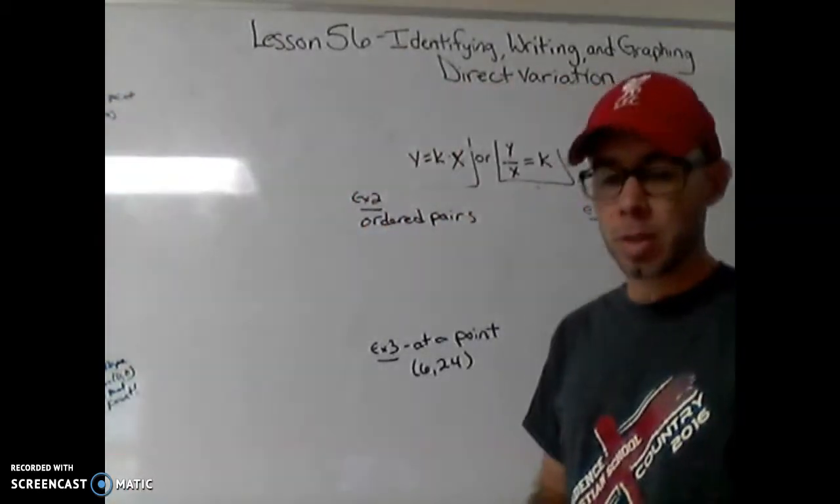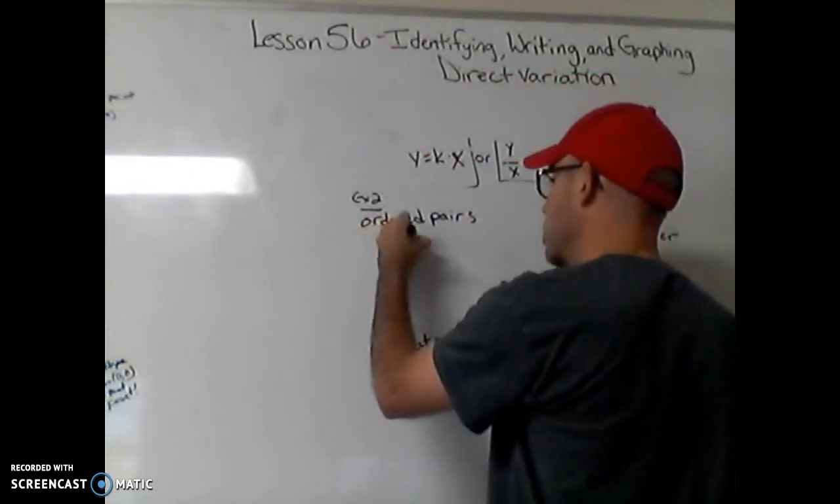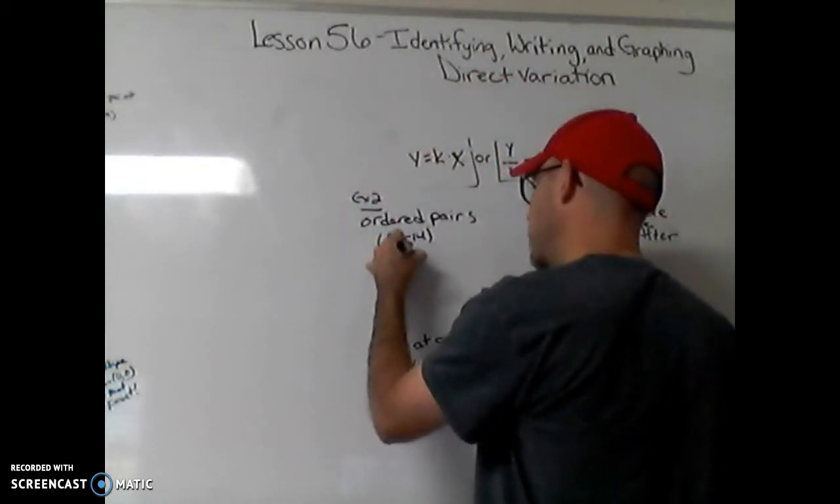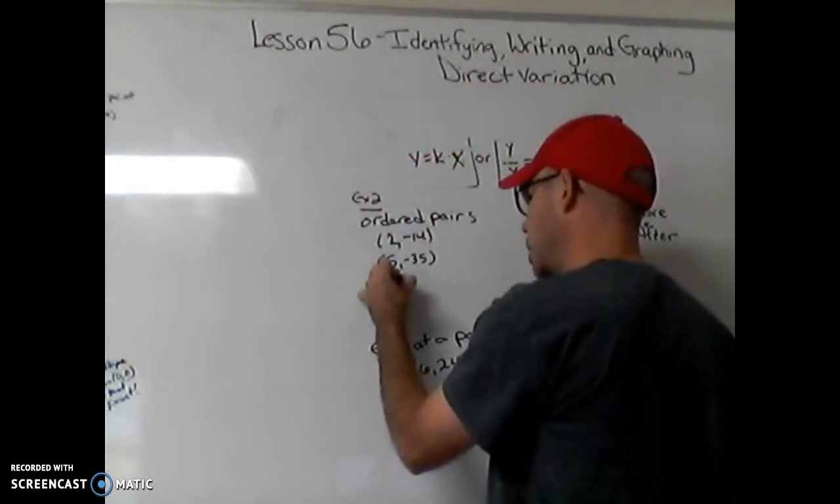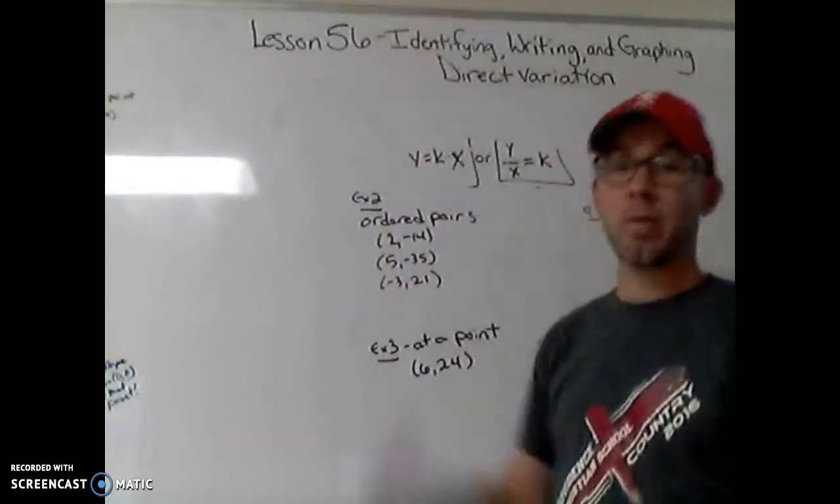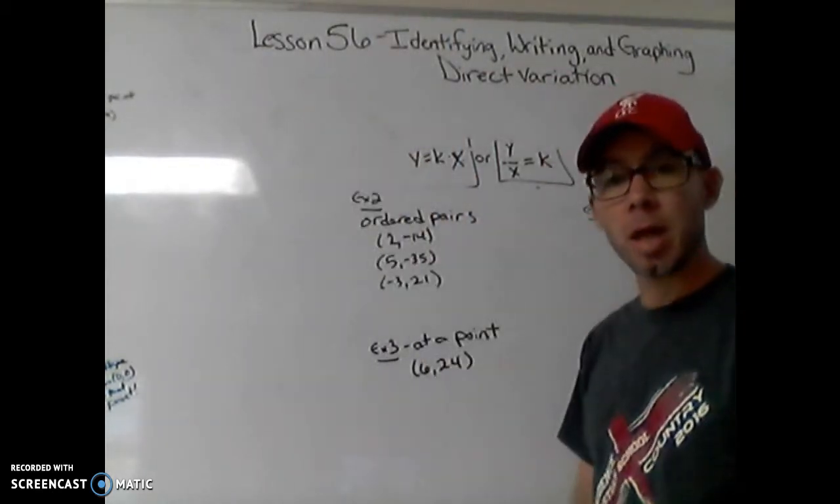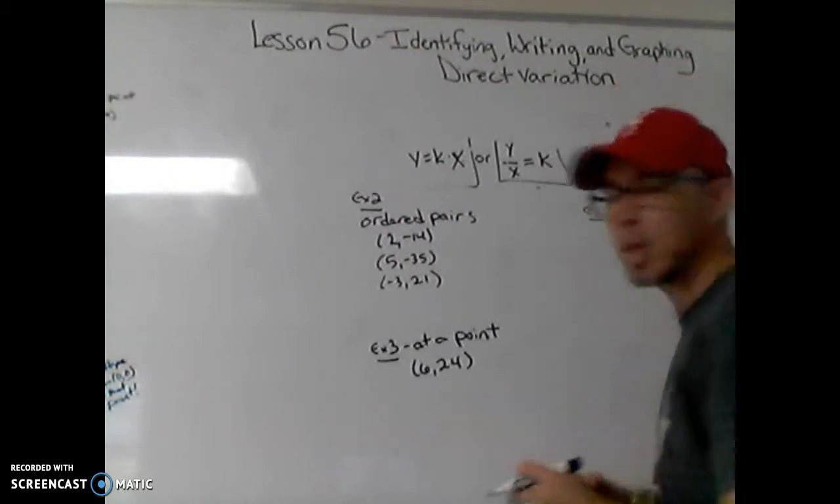Okay, example 2 gives you some ordered pairs. Gives you the pairs 2, -14, 5, -35, and -3, 21. And if you had a really huge amount of graph paper, then you could plot those out and see if they're on a straight line. But you can't very easily do that with these 3 dots.